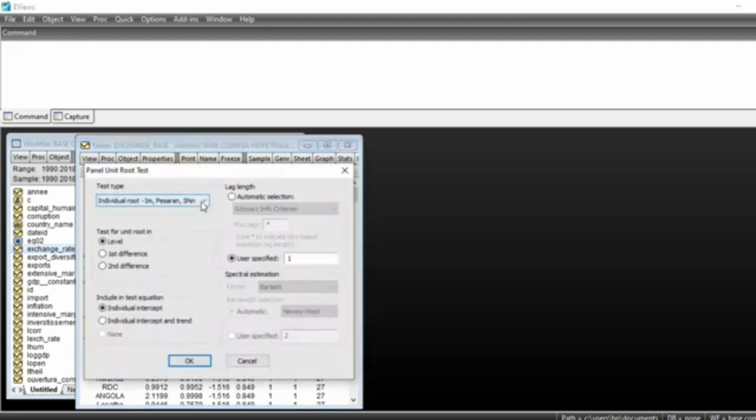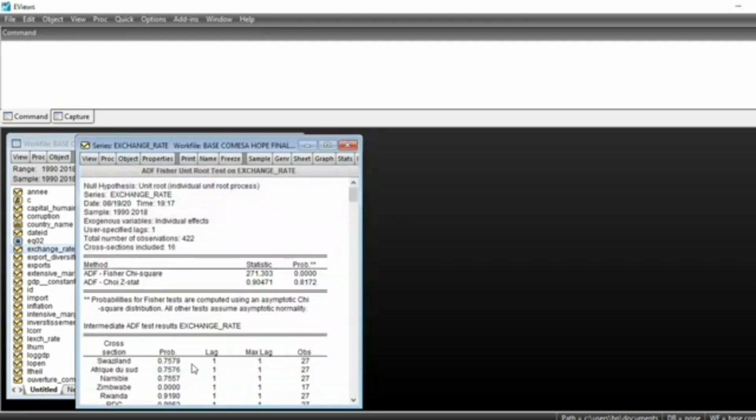We can also look at the augmented Dickey-Fuller Fisher test, and then click on OK. We can see that chi-square shows that our series is stationary at level.